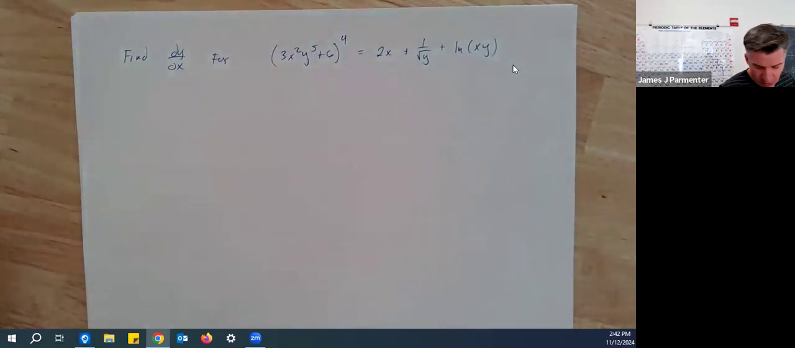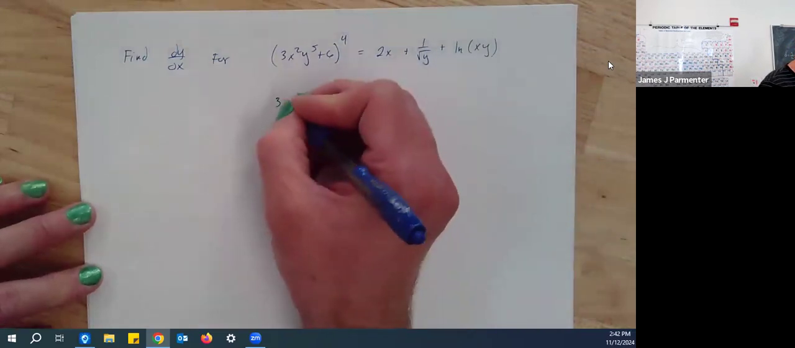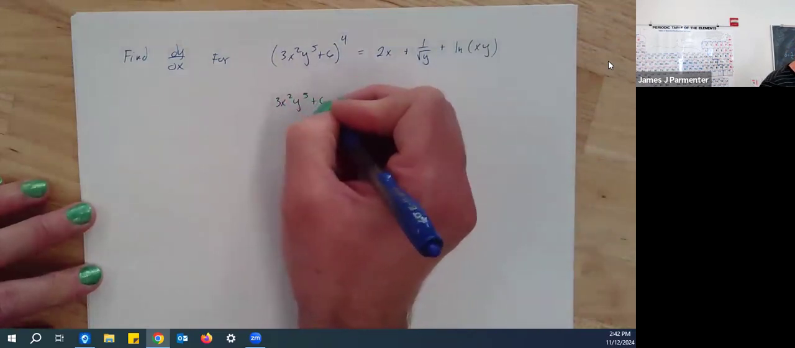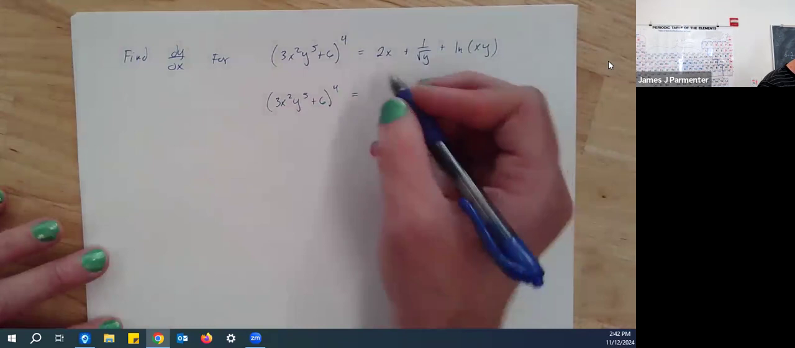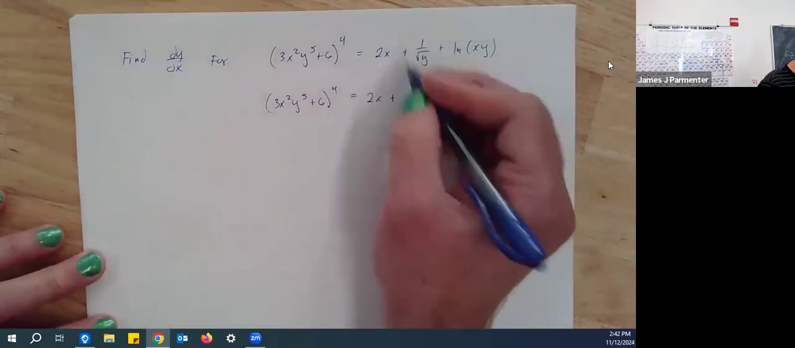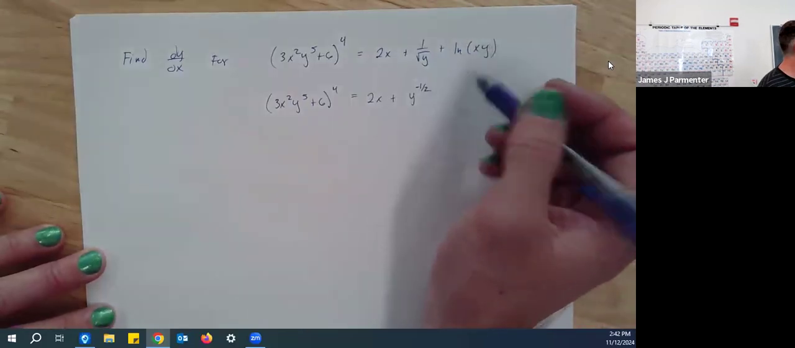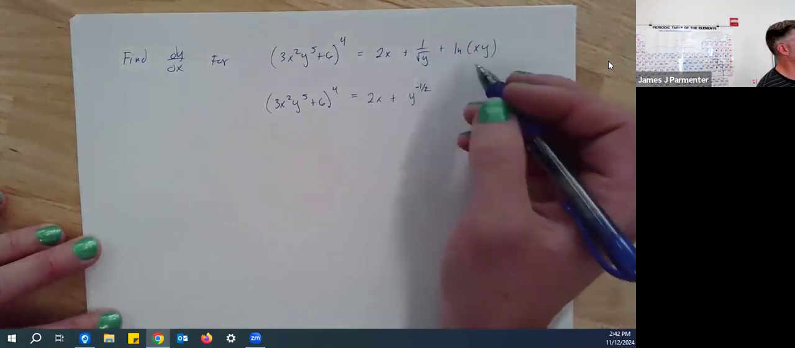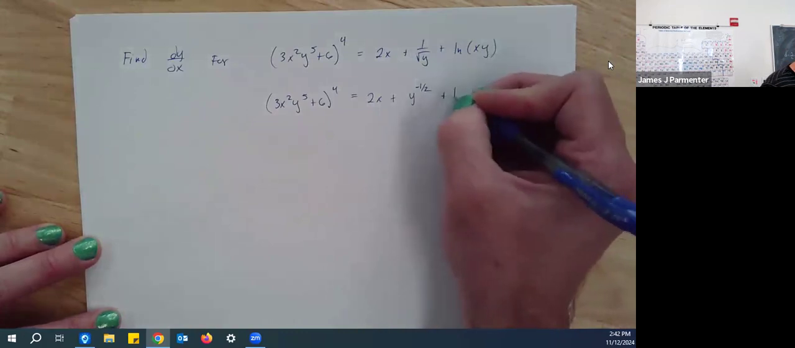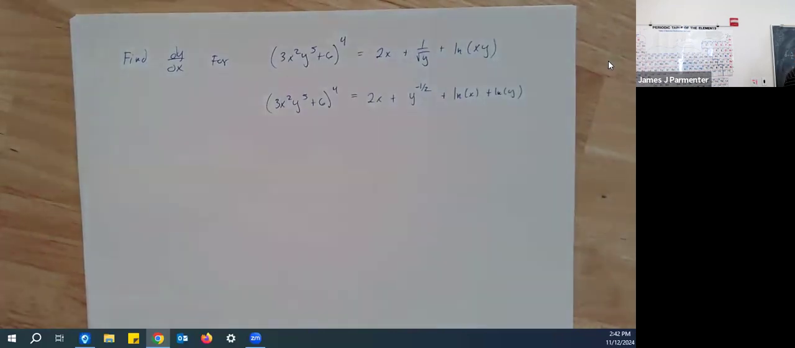And I would do one thing before I started just differentiating away here. I would rewrite the right-hand side. So I'm going to rewrite this whole thing as 3x squared y to the 5th plus 6 to the 4th. This is going to be gross. This is a variation of a problem someone sent me. Equal to 2x plus, let's rewrite this as y to the negative 1/2. And it's almost always a good idea when you're differentiating a logarithm to break it up using the rules of logs. So instead of natural log of x times y, I would much rather write this as the natural log of x plus the natural log of y. It's going to be less work to take the derivative of that in the next step.